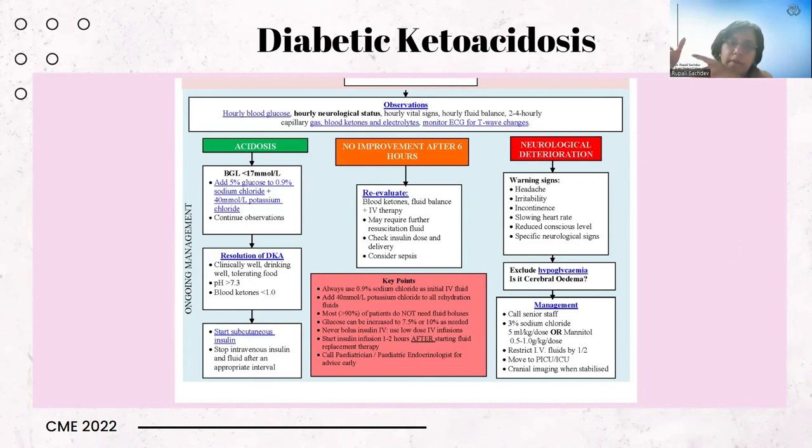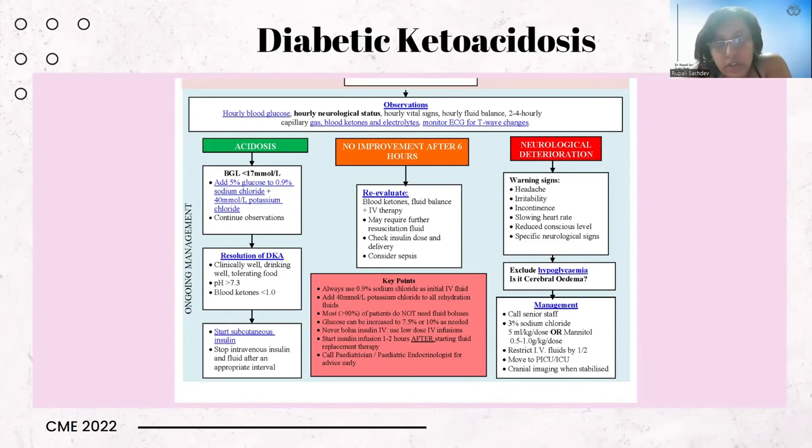How do you know that the DKA has resolved? Like the patient has now gotten better. You can assess it clinically. The child is clinically well, he's drinking fluids well, tolerating food. The pH has recovered, pH is above 7.3, and the ketones have reduced. Right? If the patient does not recover after 6 hours, there's no improvement, you have to reevaluate. You will again send ketones, you will check the fluid balance, and you will do IV therapy. So you'll have to check the insulin dose, you'll have to consider sepsis, things like that.